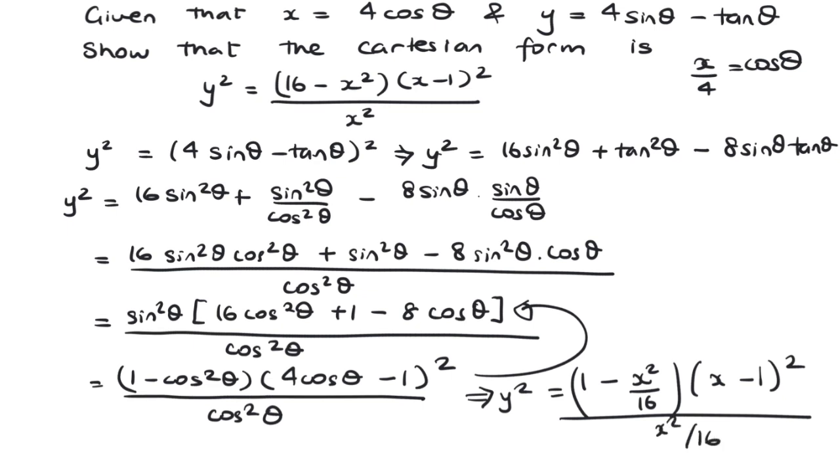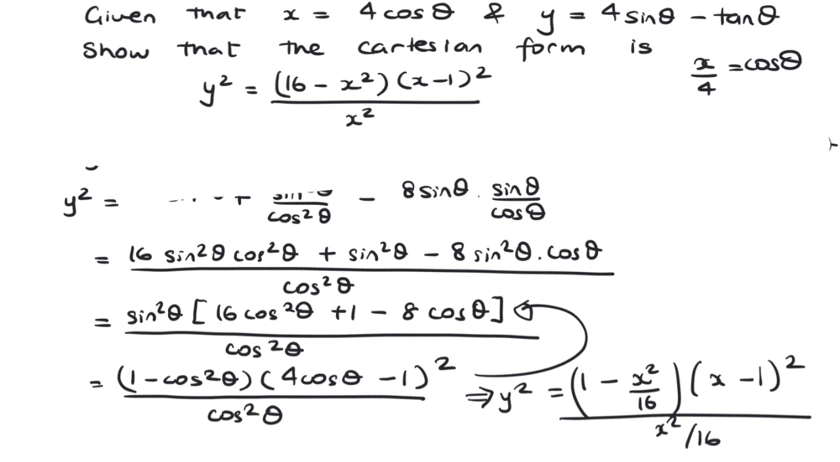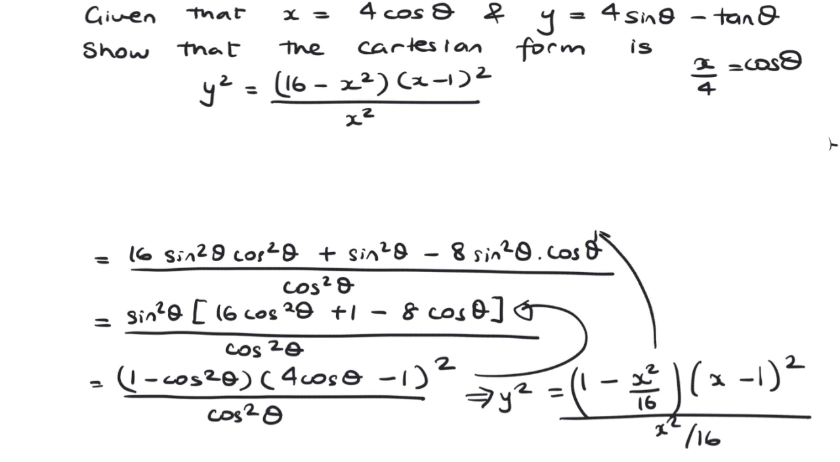So now from here, I can simply multiply everything by 16 so as to get rid of it from the denominator. So let's rub a bit of this off, the first line and the second line as well. Let's put that over here. So as I said, I'm going to multiply everything by 16. So y squared will become 16 minus x squared and x minus 1 squared.